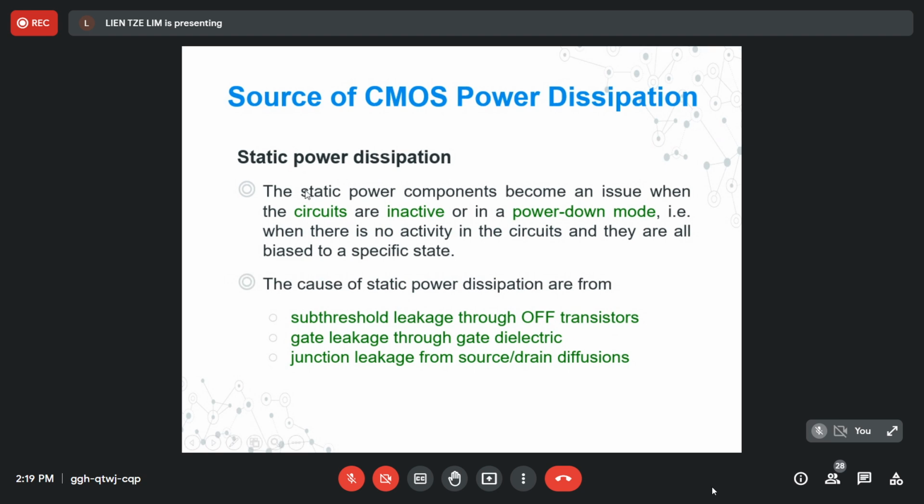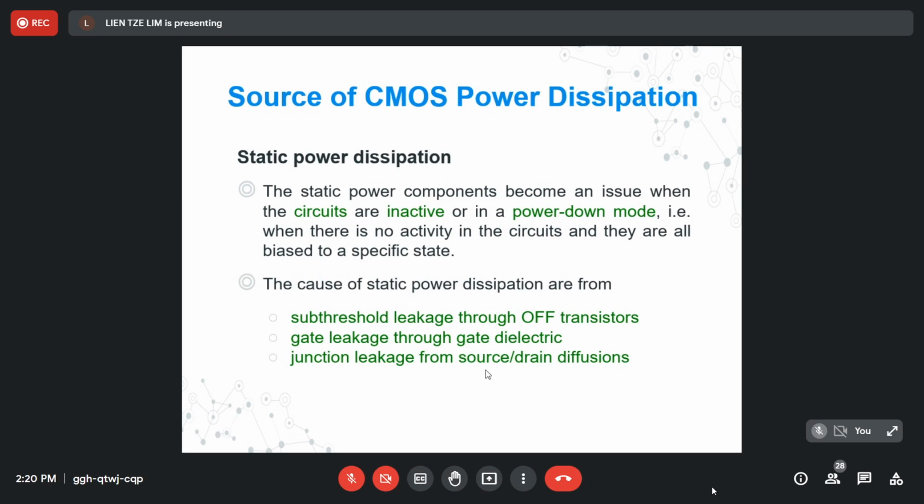The causes of static power dissipation are subthreshold leakage through an off transistor, gate leakage through the gate dielectric, and junction leakage from either the source or drain diffusions. Even though the circuit is off, there is still some power dissipation. The amount may not be high, maybe in microwatts or milliwatts, but we still have to consider it.